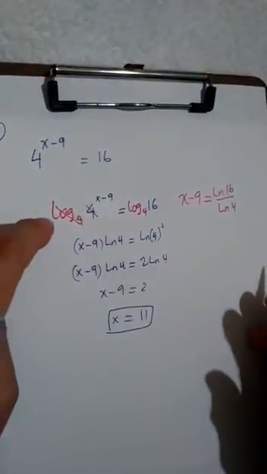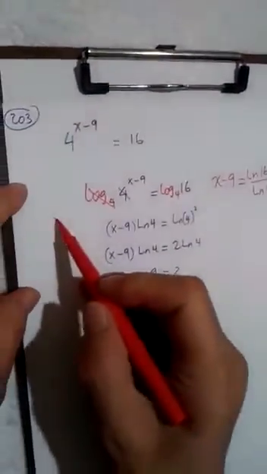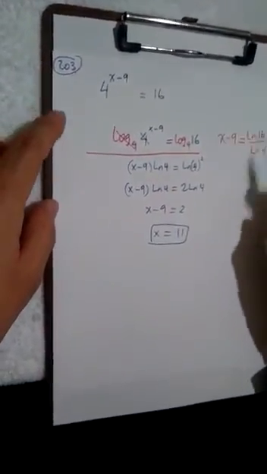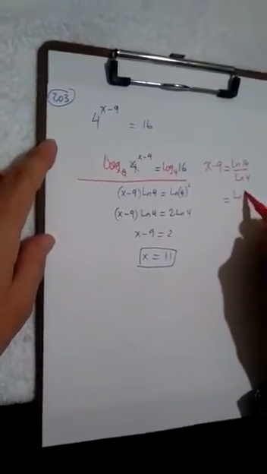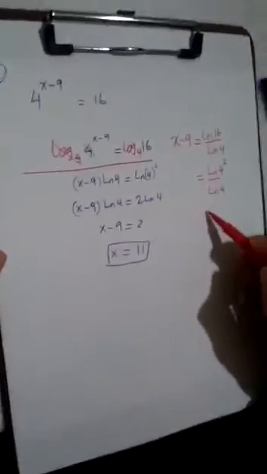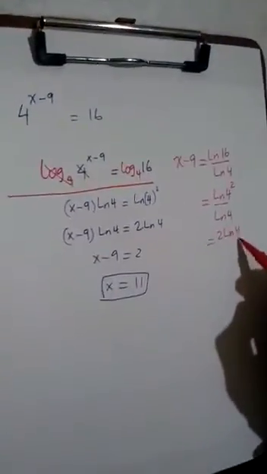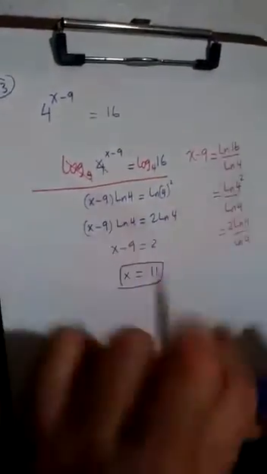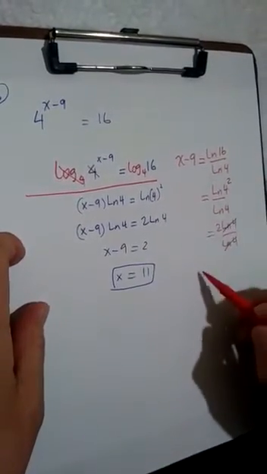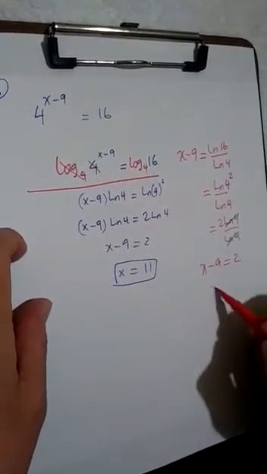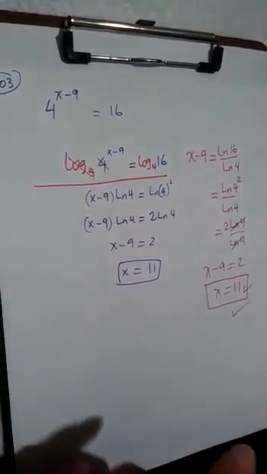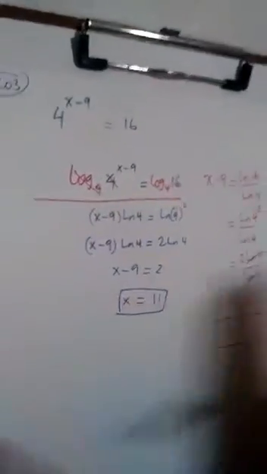The other way to do it is to take ln's of both sides, and we'll go over that in a minute. Okay, ln 16 is equal to ln 4 squared over ln 4. ln 4 squared is 2 ln 4 over ln 4. ln 4 cancels, so that leaves us with 2. So x minus 9 equals 2, which means x equals 11. Okay, and that works. If you do it this way, you're done.